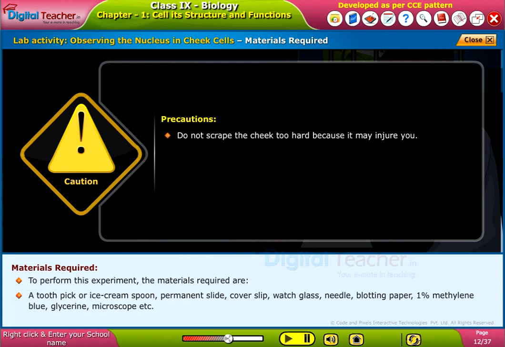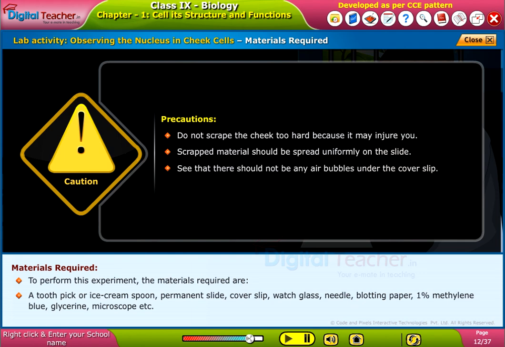Precautions: do not scrape the cheek too hard because it may injure you. Scraped material should be spread uniformly on the slide. See that there should not be any air bubbles under the cover slip. Excess stains should be drained off on the permanent slide.